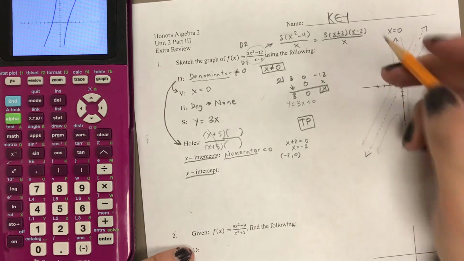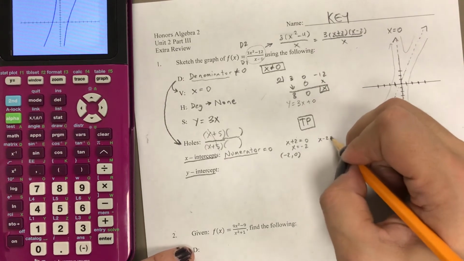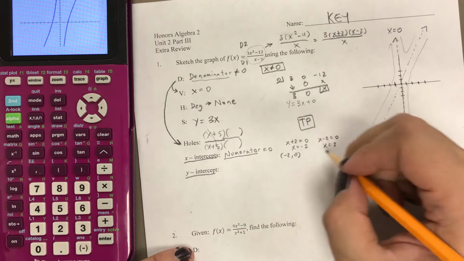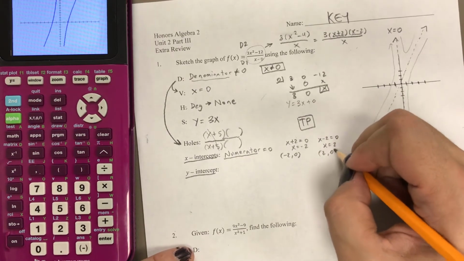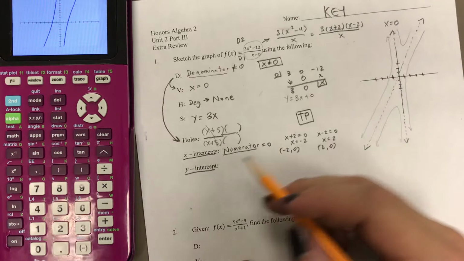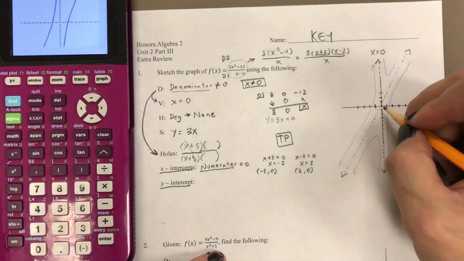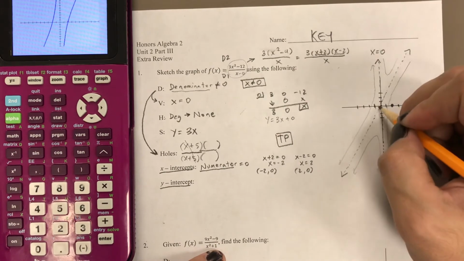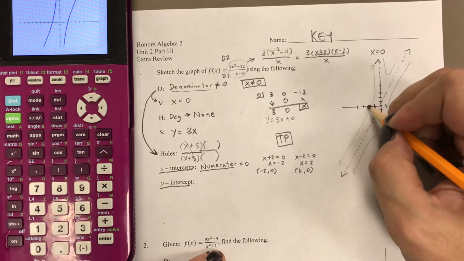The other x-intercept that we get is from the other factor, x minus 2. We set that equal to 0 and solve. By adding 2 to both sides, we get x equals 2. And therefore, my other x-intercept is going to be at (2, 0). So those are my two x-intercepts. I'm going to graph them out real quick. So (2, 0), 1, 2. And also (-2, 0), 1, 2.